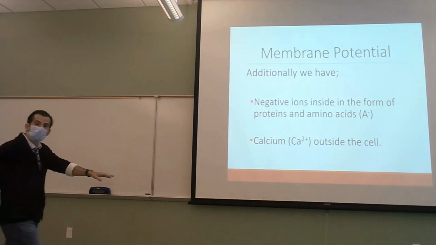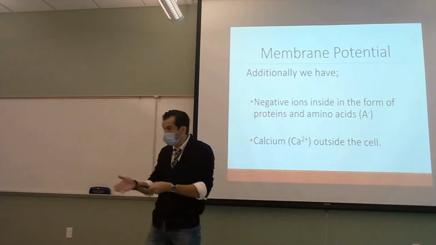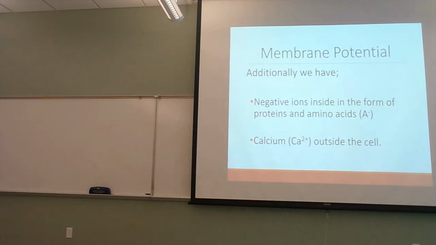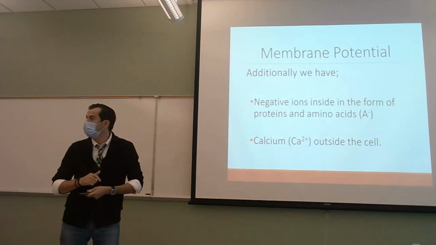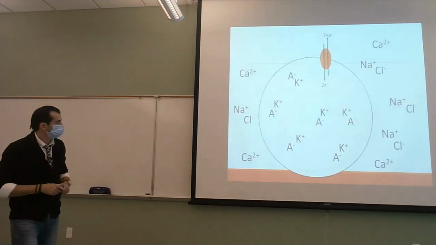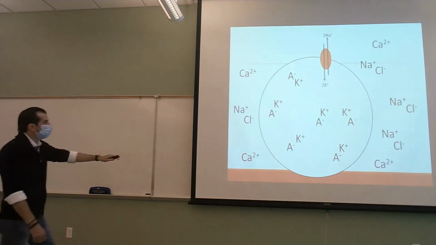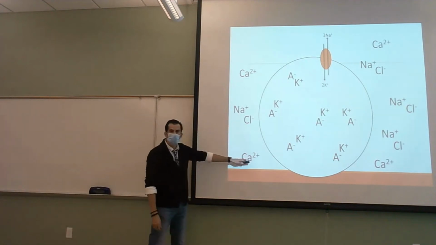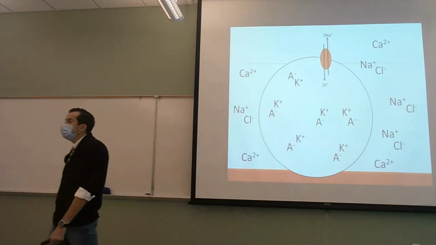Outside of those 3, we've got negatively charged proteins and amino acids. They naturally occur inside the cell. And we've got calcium ions in high concentrations outside the cell. So we've got these 5 different ions with 5 distinct concentration gradients. And this is our scenario. We see our high concentrations of sodium, chloride, and calcium outside the cell. We see our high concentrations of potassium and amino acids inside the cell.